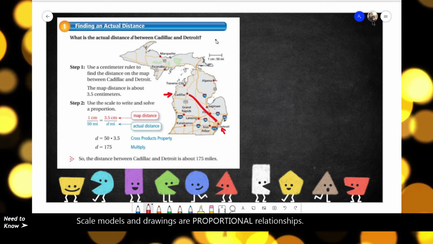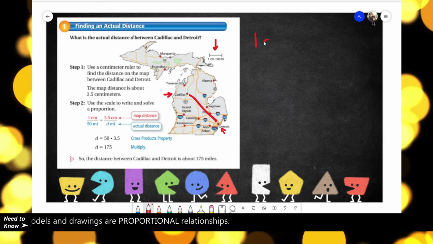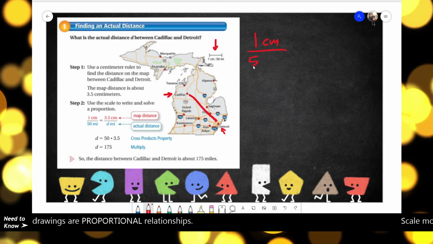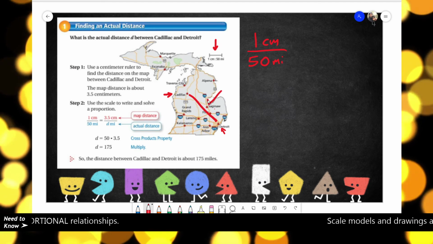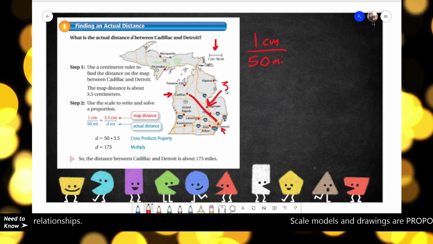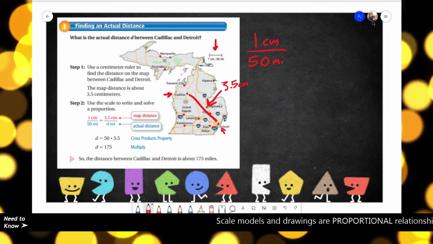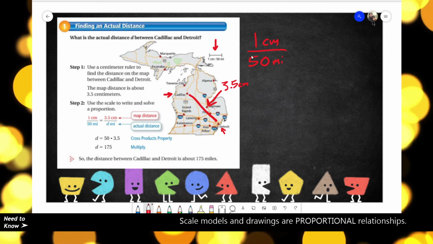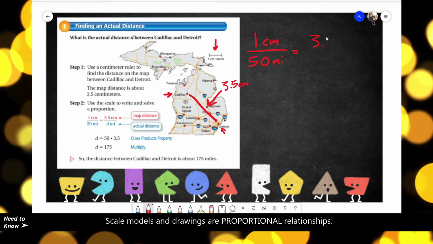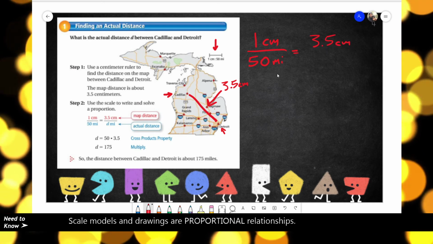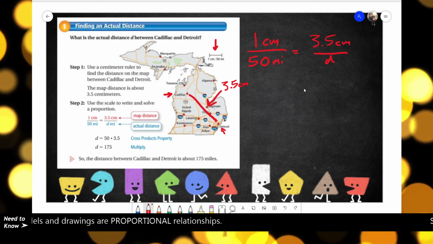So we have a scale on the map. The scale is located right here. What the scale tells us is that 1 centimeter on the map is equivalent to 50 miles in the real world. And this line between Cadillac and Detroit is about 3.5 centimeters. So we can set up a proportion to solve for the actual distance in the real world. I can take my map scale, 1 centimeter to 50 miles, and input the 3.5 centimeters. That's the distance between Detroit and Cadillac. And the unknown value is how far it is in the real world.